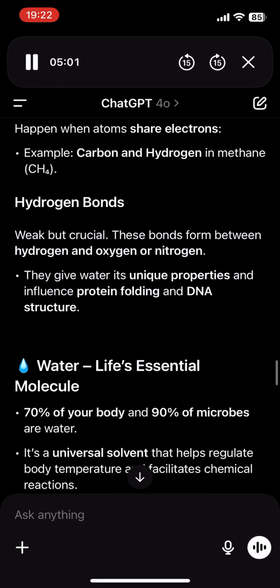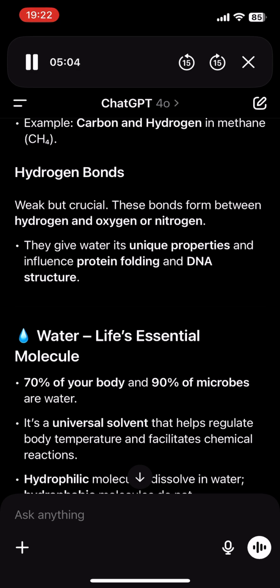Hydrogen bonds, weak but crucial. These bonds form between hydrogen and oxygen or nitrogen. They give water its unique properties and influence protein folding and DNA structure.